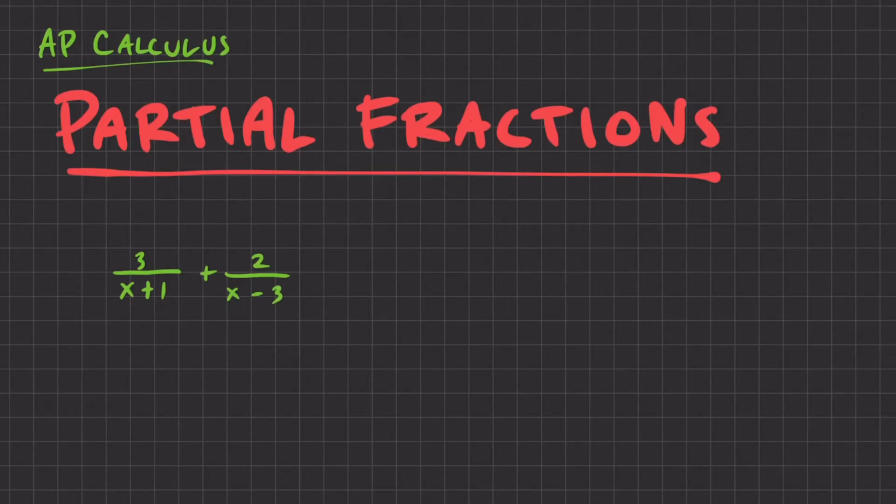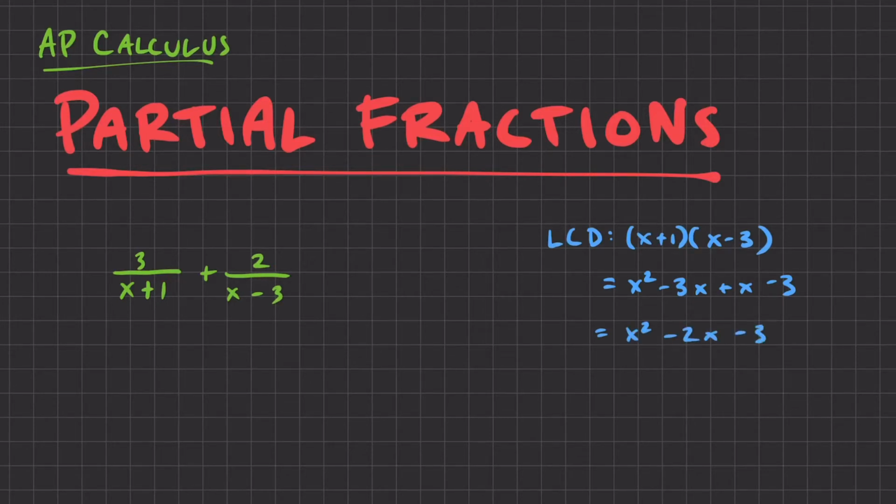So let's just write that on the side. So least common denominator is their product, which is going to be x plus 1 times x minus 3. And that's equal to, well, x squared minus 3x plus x minus 3. And that, of course, is equal to x squared minus 2x minus 3. Okay, so our denominator is going to be that.